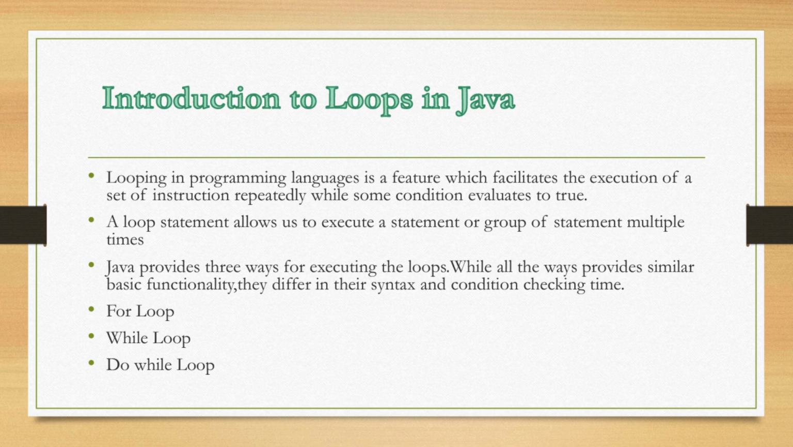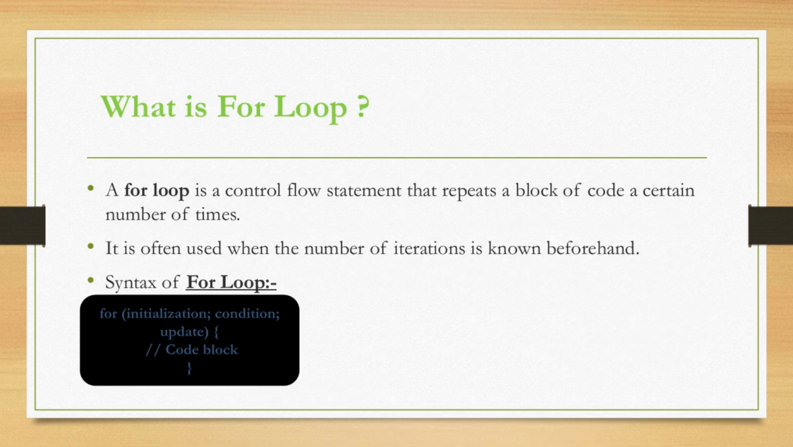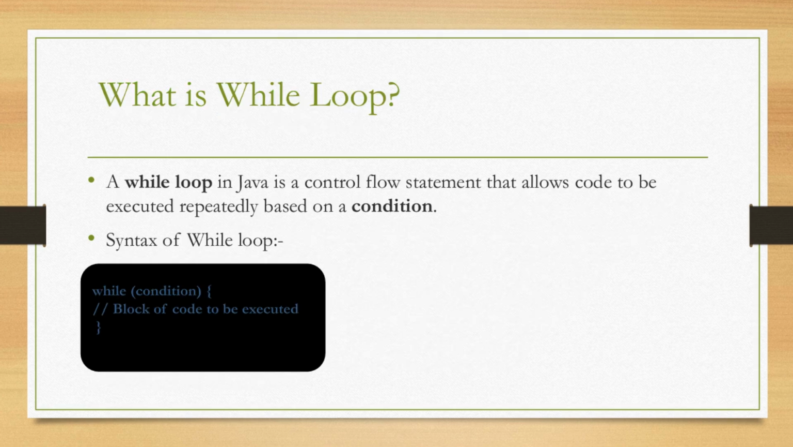There are three types of loops: for loop, while loop, do while loop. A for loop in Java is a control flow statement that repeats a block of code a certain number of times. It is often used when the number of iterations is known beforehand. On this slide, we will explore the while loop. A while loop in Java is a control flow statement that allows code to be executed repeatedly based on a condition.